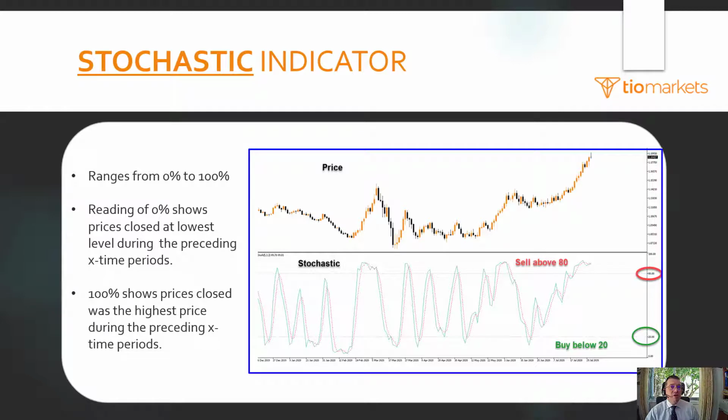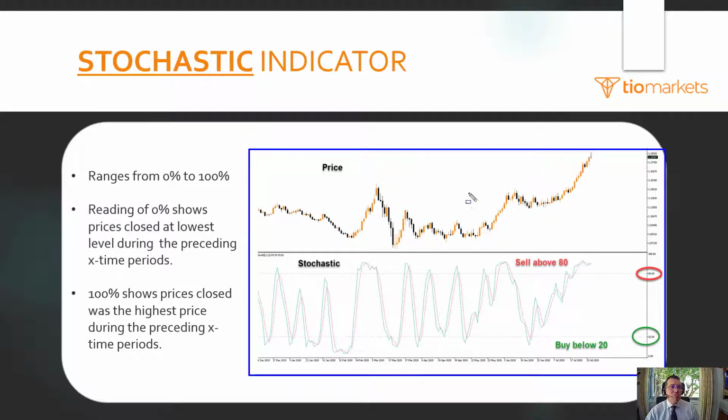Let's focus on this area. Here we can see price, and here we can see our stochastic indicator. It ranges from 0 to 100%. So this would be 0, and this would be 100%. It's giving us signals similar to the RSI, where buy signals are below 20 and sell signals are above 80.